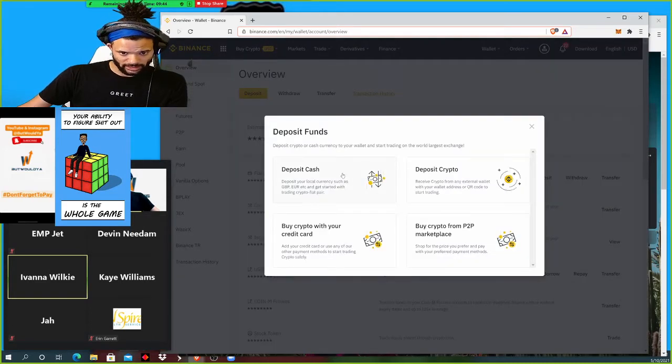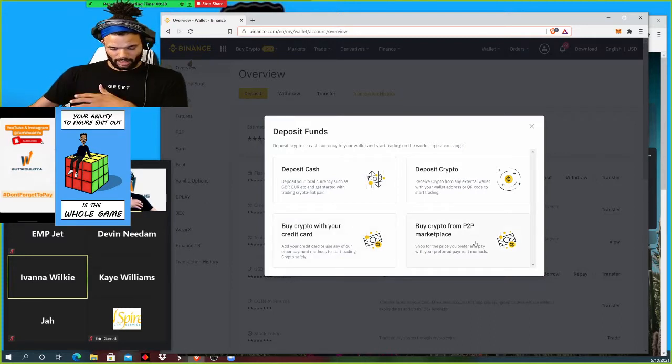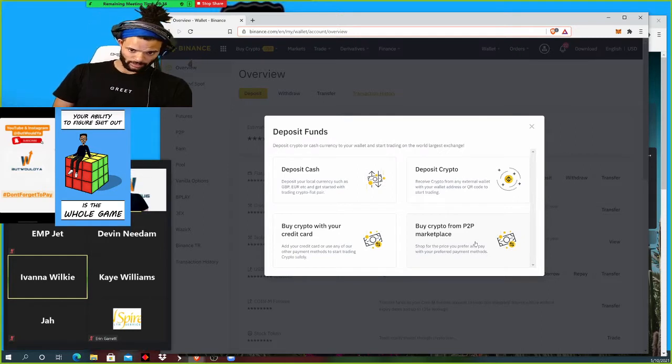You can deposit cash, buy crypto with your credit card, or use the peer-to-peer market. A peer-to-peer market is like I could say, I want to sell Ethereum for $4,200, and if someone wants to buy it, they can come on here and buy it from me. That's all a peer-to-peer market is.